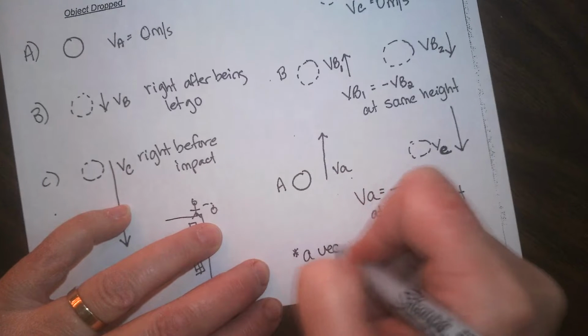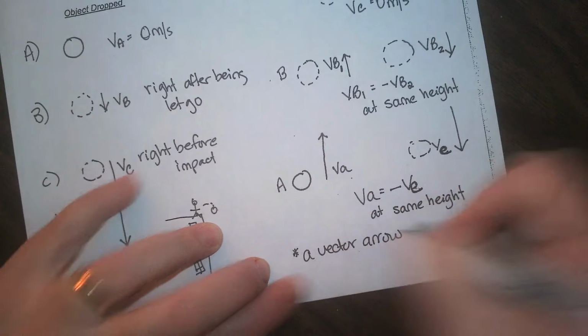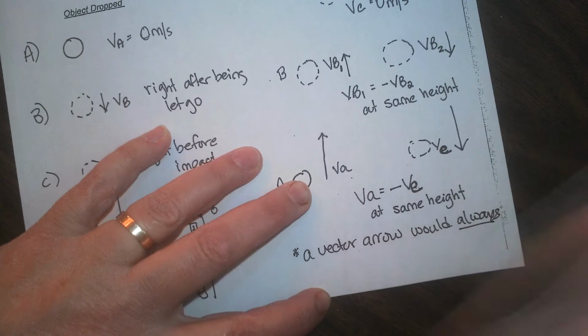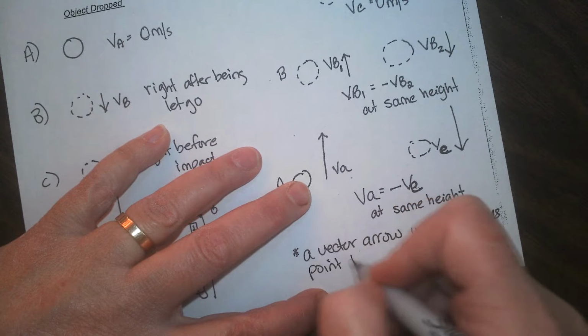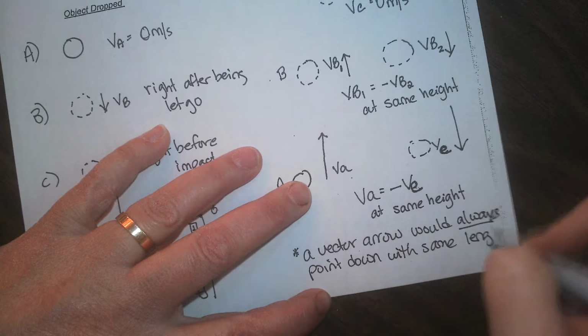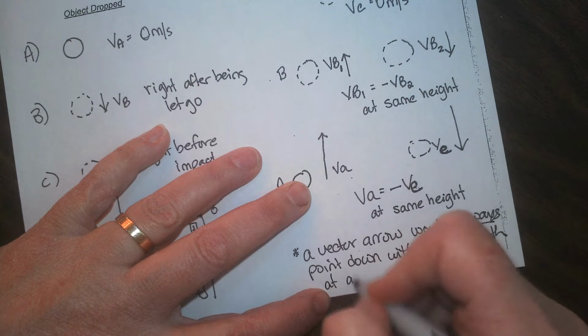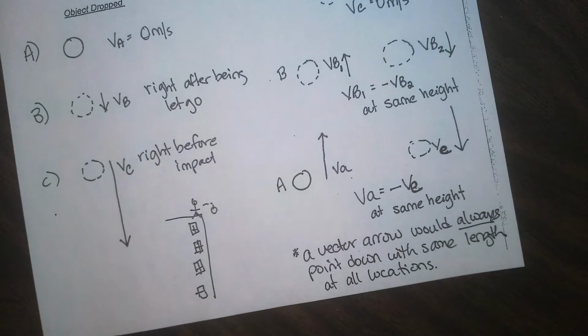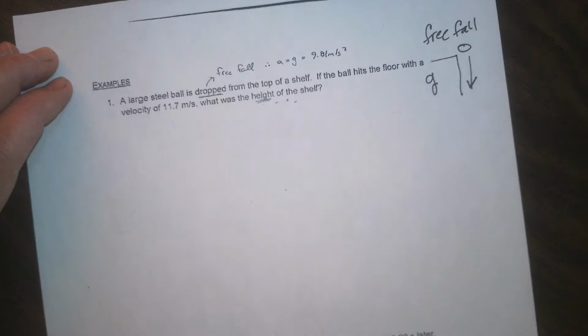All right, so this is what we can say here. The vector arrow would always be the same length. The vector arrow would always point down with the same length at all locations on our trip down. Dropped is indicative of free fall.